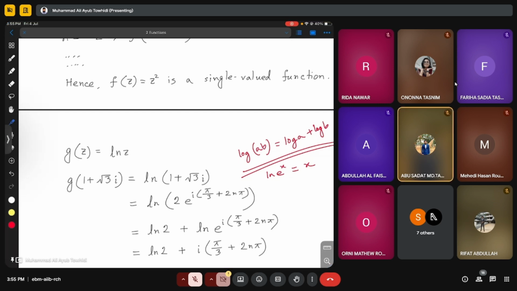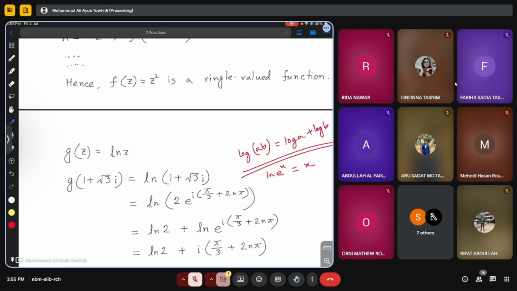Single value. Okay, anyone else with a different answer?